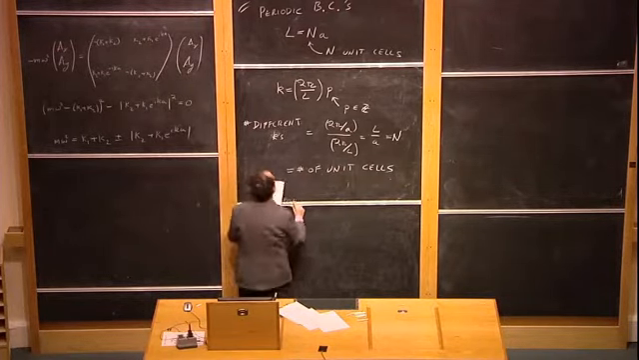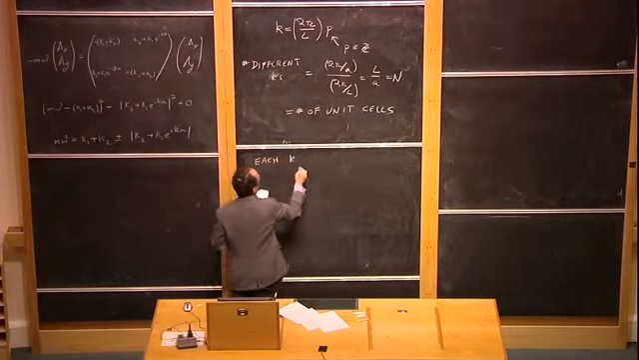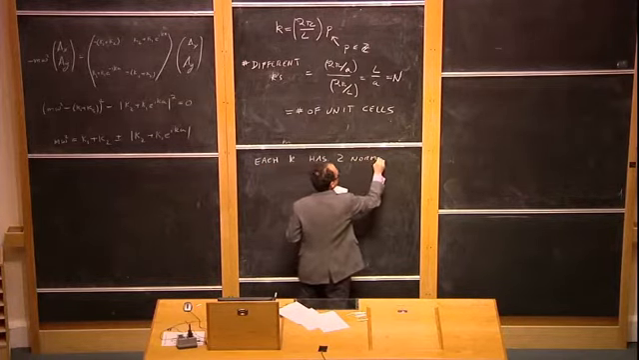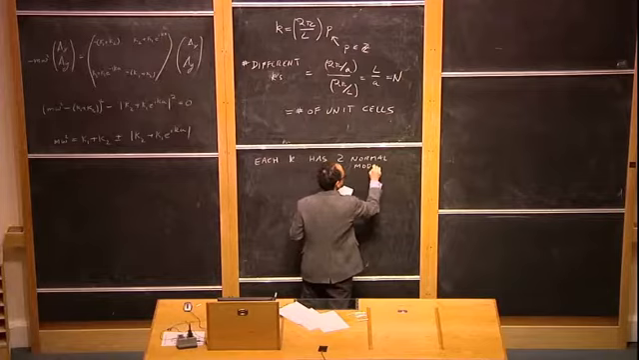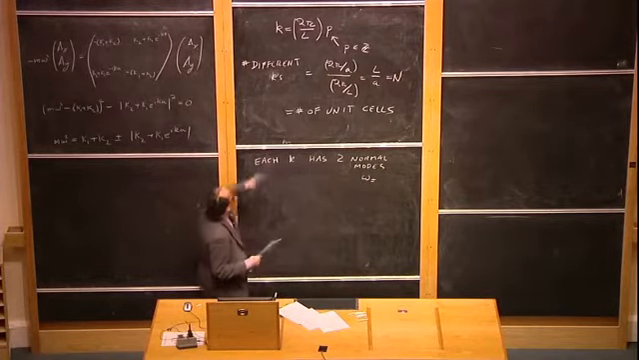So what does that mean? We'll write it down over here. Each k has two normal modes. We can call them omega plus and minus. Okay? And how many k's do we have?